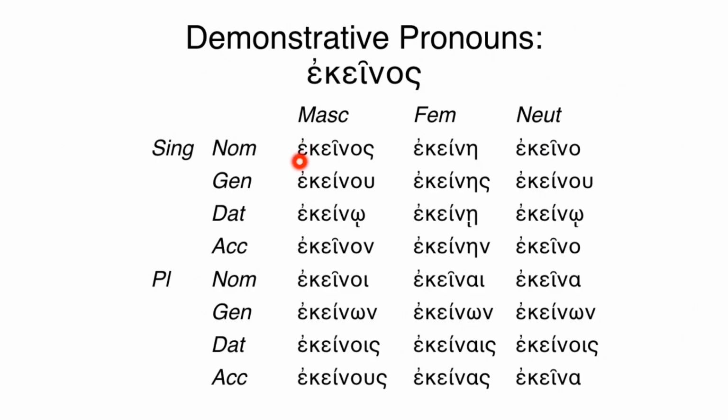Ἐκεῖνος, by the way, I'll go through with the Erasmian pronunciation first. Ἐκεῖνος, ἐκείνου, ἐκείνῳ, ἐκεῖνον, ἐκεῖνοι, ἐκείνων, ἐκείνοις, ἐκείνους. Now with the modern pronunciation, ekinos, ekinu, ekino, ekinon, ekini, ekinon, ekinis, ekinus.